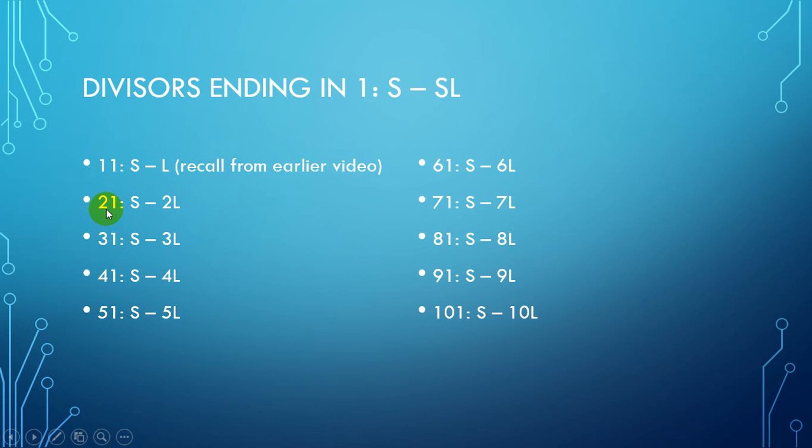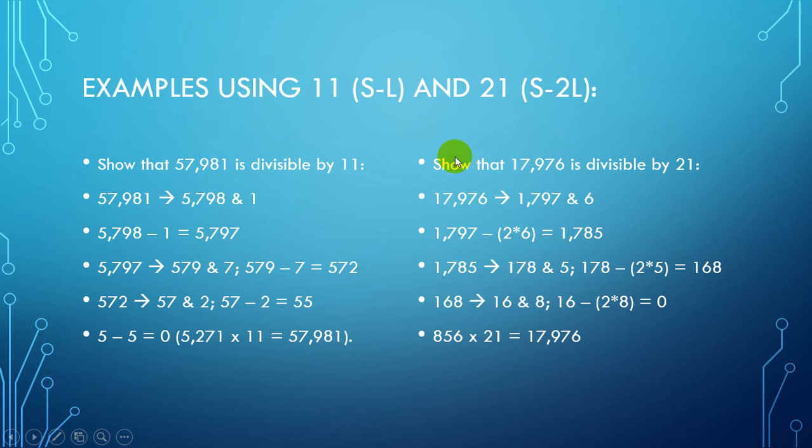For 21, your stem is 2, so it's going to be s minus 2L. For 31, s minus 3L. Notice the corresponding numbers in all of these. We'll go through examples of each of these so you can see the pattern here. So 61 would be s minus 6L, because that stem is 6. What you would do to a particular number is break it into a stem and leaf, multiply the leaf by 6, and then subtract it from the rest of the number, which is formed by the stem. I'll show you specific examples now. 11, which is just s minus L, and 21, s minus 2L. Remember, the 2 is the stem, so s minus 2L.